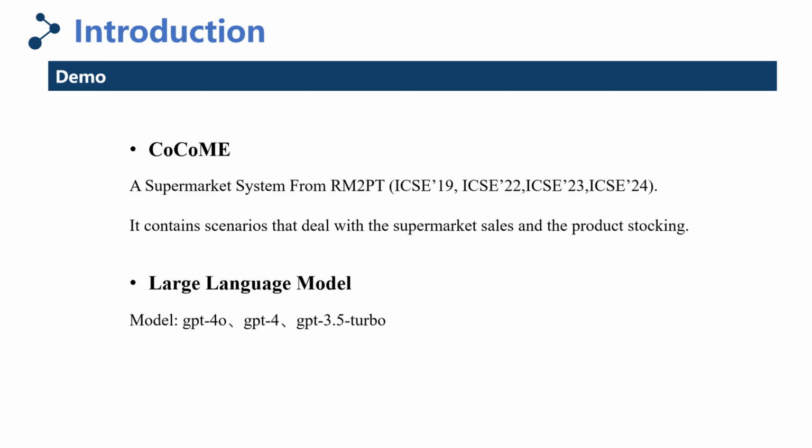Next we demonstrate the InitialGPT tool. The model we demonstrate is Kokomi, a supermarket system from our M2PT which is widely used in our daily life. The model is GPT-4, GPT 3.5 Turbo.